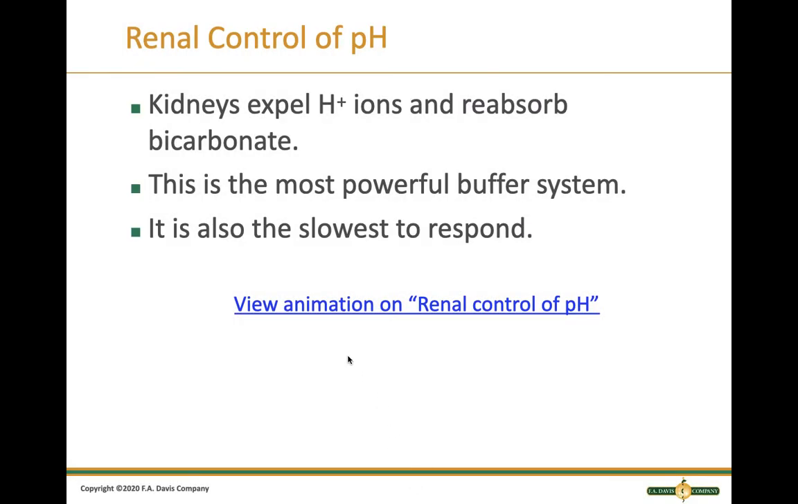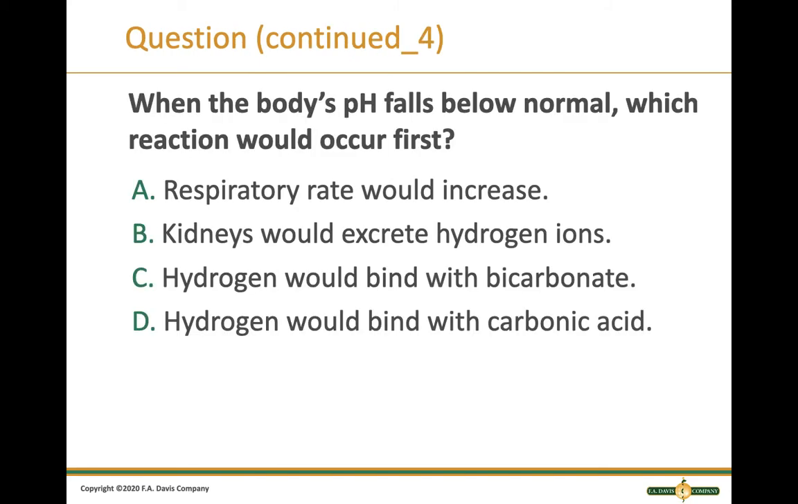Alright, so again, the kidneys expel hydrogen ions and reabsorb bicarbonate. That's our most powerful buffer system because we can get rid of basically however much hydrogen ions we want. Doesn't really matter how acidic our urine is. It's also the slowest to respond, though. Again, it takes about 24 hours to respond. So when the body's pH falls below normal, which reaction would occur first? And first we're going to have a chemical buffer system, so hydrogen would bind with bicarbonate.